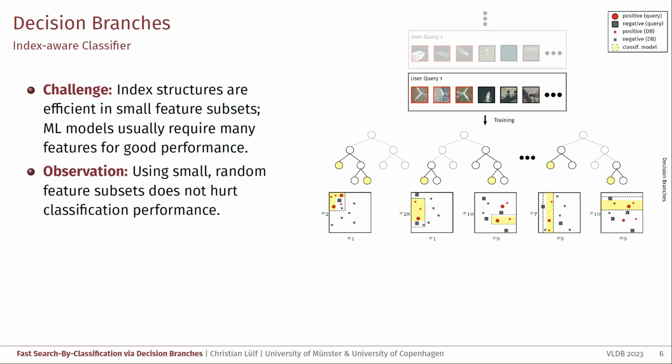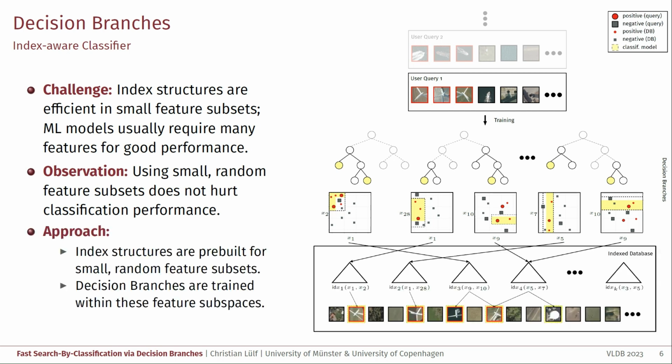A key observation during our work was that using multiple small, randomly sampled feature subsets does not hurt the classification performance. We showcase this for our decision branch models in the plot on the right. For an incoming user query, our decision branches build multiple subtrees in random feature subspaces of a small dimensionality, like in this example 2. By providing our model a multitude of these random feature subsets, our model learns a good coverage of the positive training data without missing any relevant feature. We just have to ensure that for each of the used feature subsets, an index structure is pre-built.